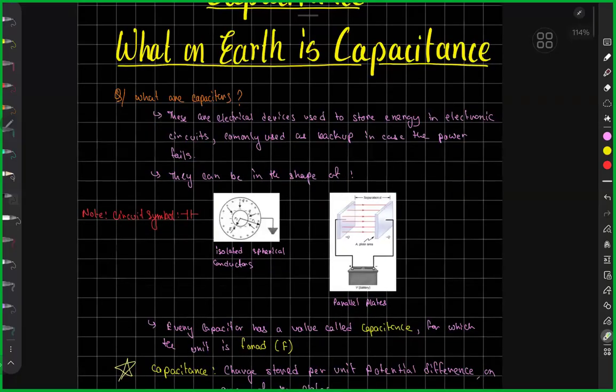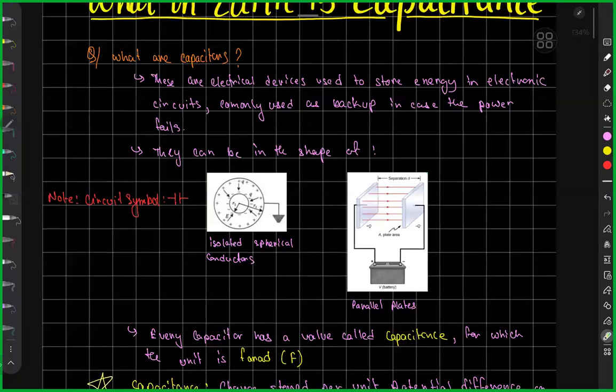Now I'll show you how it works. These are the common shapes of capacitors that you see or will see. So in circuits, you will see this. Which one is the capacitor over here, 1 or 2?